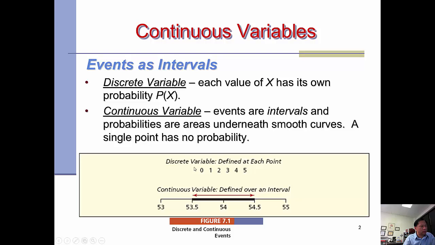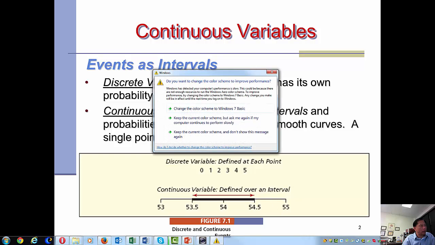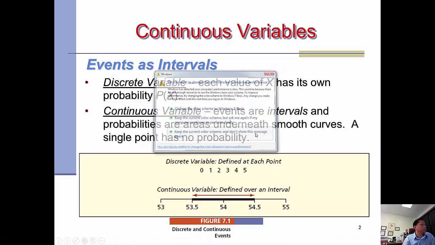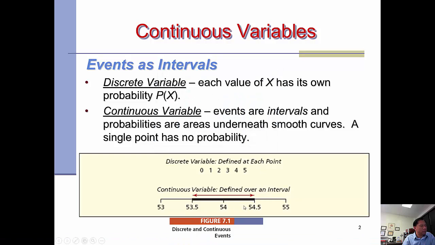Look at the chart here. For a discrete variable, the probability is defined at each different point. For a continuous variable, from 53 to 54, you can have an infinite number of values in the middle. So you can only define the probability over a certain interval, not at any given point.